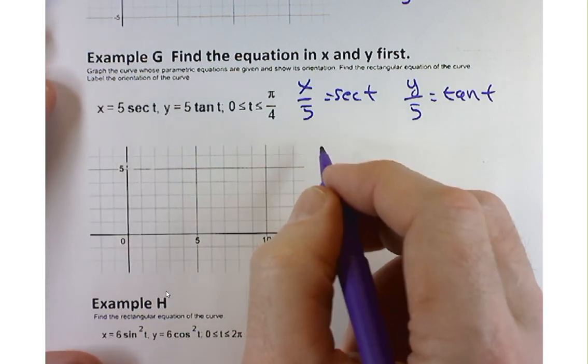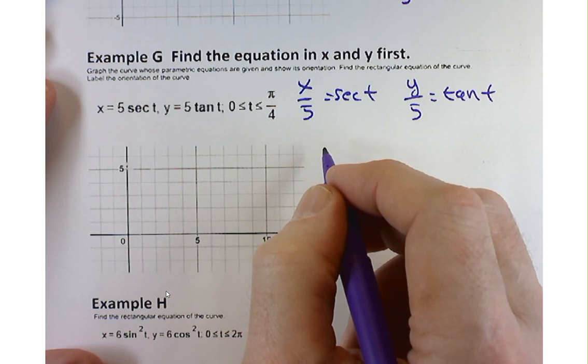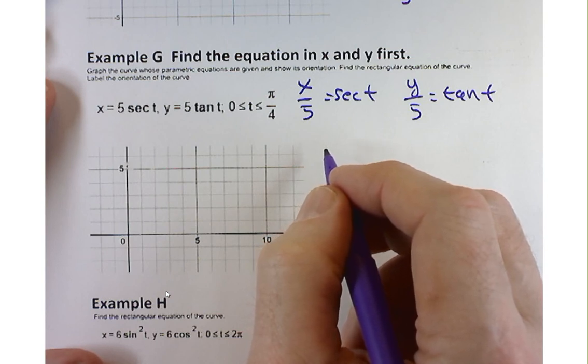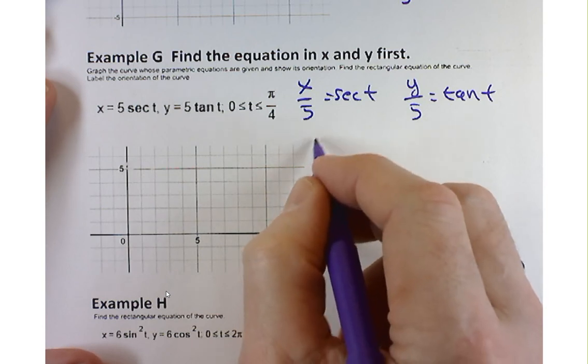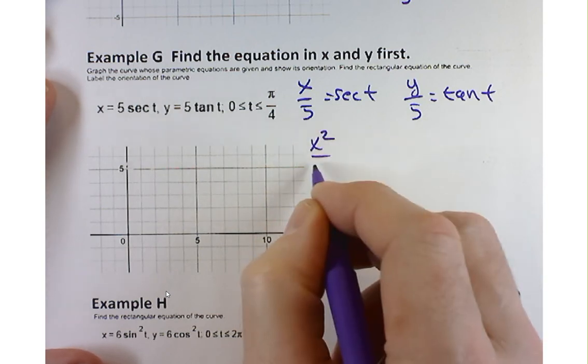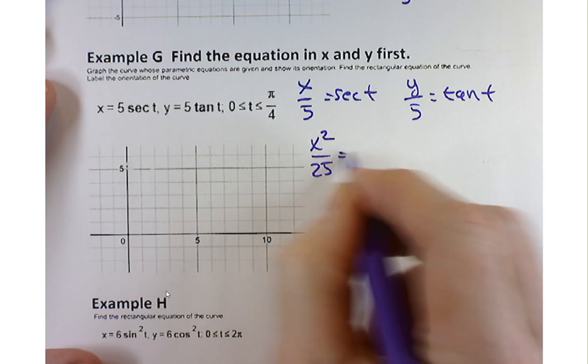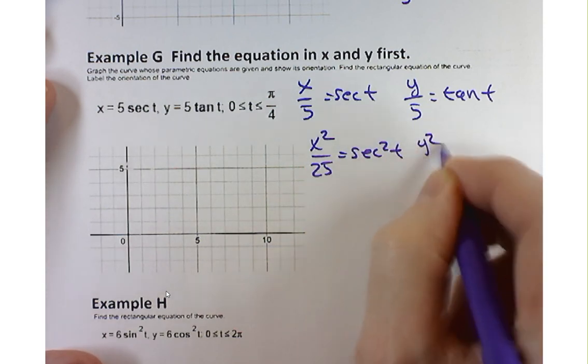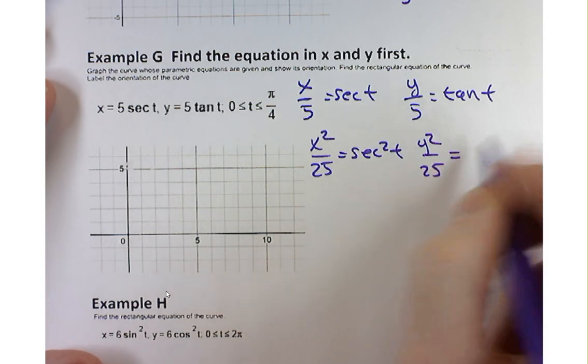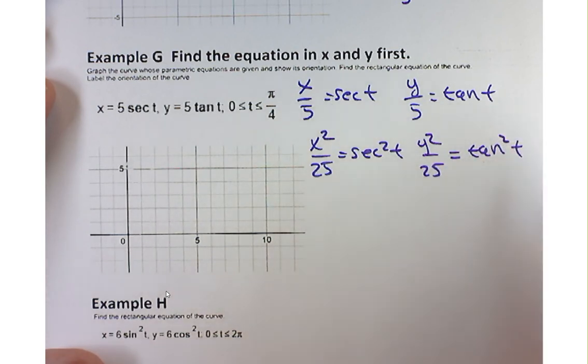Say again? X over 5 minus 1. There's something we've got to do before we get to the minus 1 part. We've got to square both sides. So x squared over 25 equals secant squared of t, and y squared over 25 equals tangent squared of t.